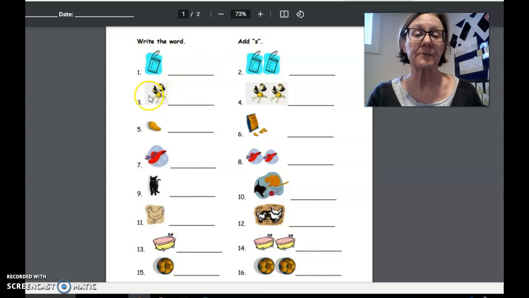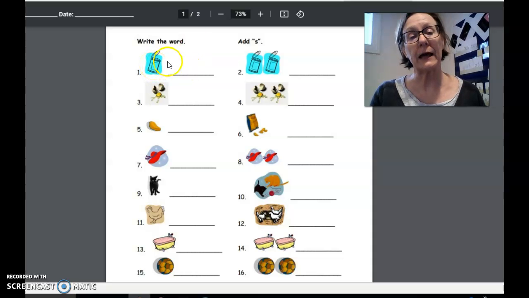What is this? This is an egg. One egg. Two eggs. Let's take a look.